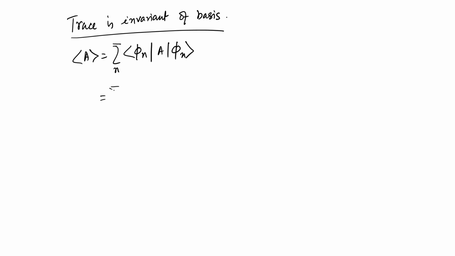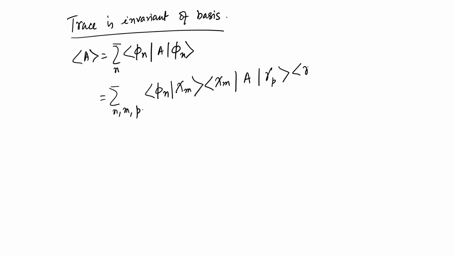So, what we do is that we use this n, and let us use n, m and p, and let us introduce these phi n, say for example chi m, and chi m here, and then you have A, and then let us use another basis, let us call it gamma p, and then use this gamma p and then phi n.